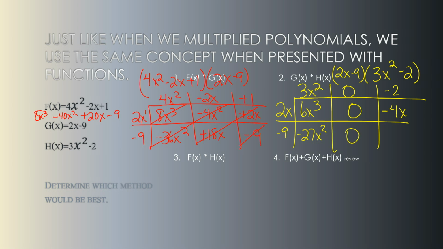Anything times 0 is 0. Negative 9 and negative 2 is a positive 18. I'm adding corner to corner, so I have 6x to the third. Negative 27x squared. 0 plus negative 4 is negative 4x. And then I have my constant.